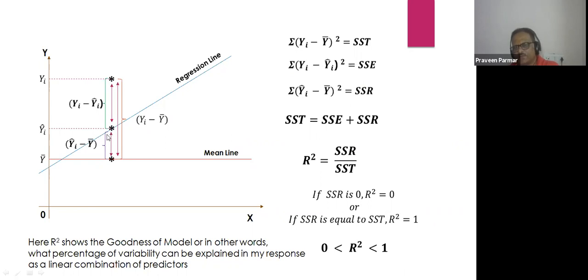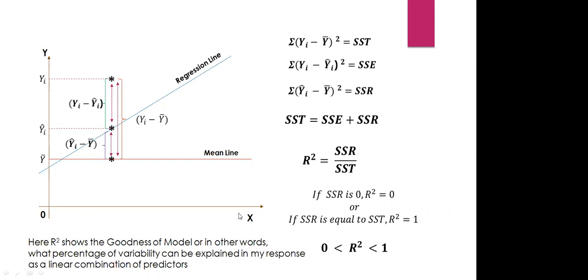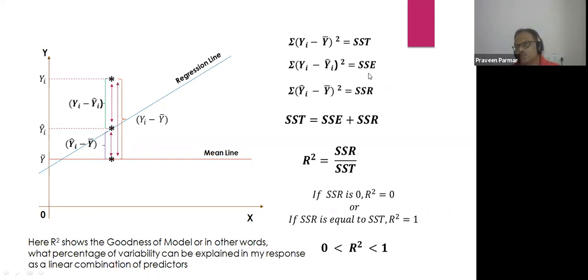Okay, there is a difference. If the value of R square lies between 0 and 1, then 0 is not a good model. If your value is very near to 1, then your model is good, because the SSE, the sum of squares of errors, is very small. Does that make sense to you?